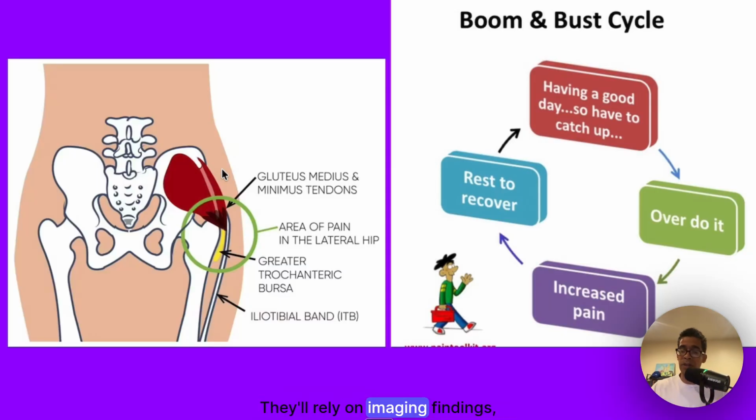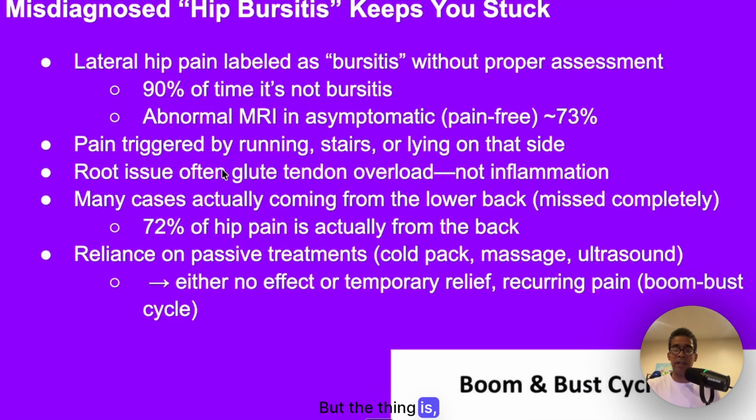Right. They'll rely on imaging findings, right? MRI. But the thing is, MRI can show abnormal findings, and asymptomatic folks, pain-free people, 73% of the time will show things like labral tears, bursitises, hip impingements, etc. All these findings on the hip, yet they're not even in pain, right? So you can't rely on imaging alone to say, oh, but my MRI showed this, unless it's something catastrophic like a fracture or a tumor. Many times, what's shown in the MRI doesn't correlate with the cause, especially when it's hip bursitis.